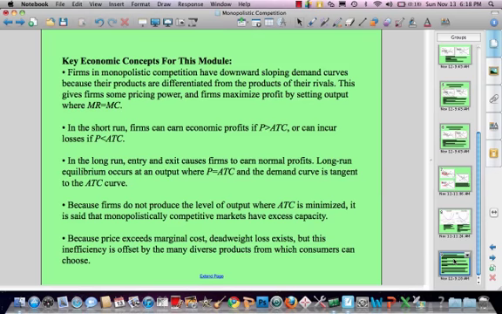Because firms don't produce a level of output where average total cost is minimized, it is said that monopolistically competitive markets have excess capacity, which they do. Ideally, we would want them to produce more, but they don't. Last, because price exceeds marginal cost, deadweight loss does exist, but this inefficiency is offset by the many diverse products from which consumers can choose, meaning consumers aren't really losing here other than prices potentially being a little bit lower, but that deadweight loss does exist because output is less than it would be in a perfectly competitive market.